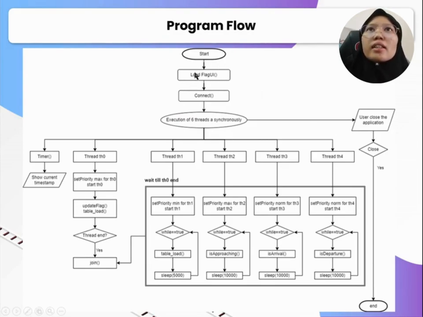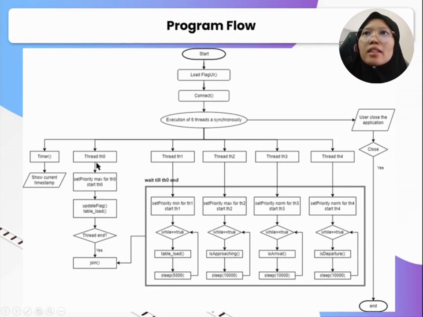Next is the program flow. First, we have start, and the first function we call is load UI. This will load the user interface. Next, connect. This function will initiate the connection to the database. Then next, execution of 6 threads asynchronously. The first thread is timer, to show the current timestamp. This will show the current timestamp in the user interface view.